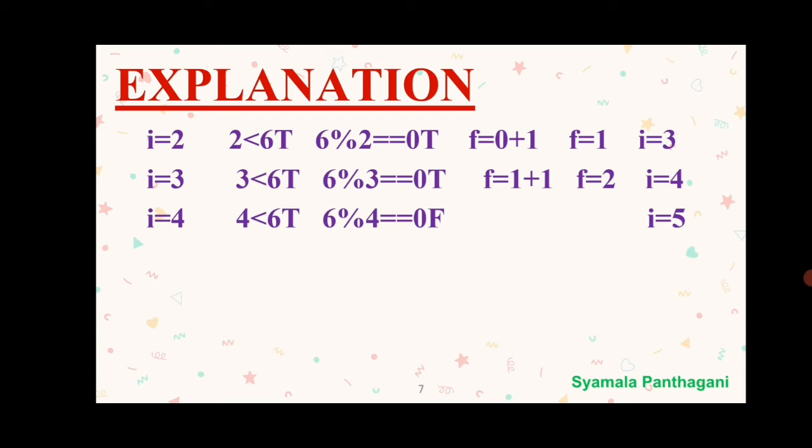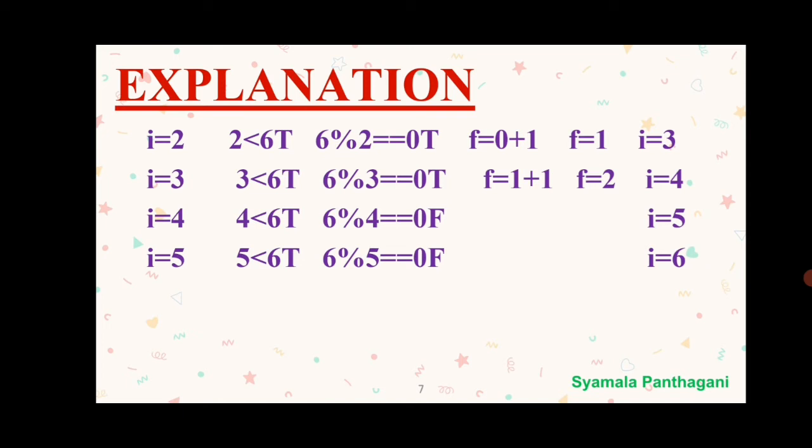4 is less than 6. This is true. Next, 6 mod 4 is equal to 0. This condition is false. That's why it doesn't increase the value of f and just increases the value of i. Now it just comes into the next iteration with the new value of i, that is 5.